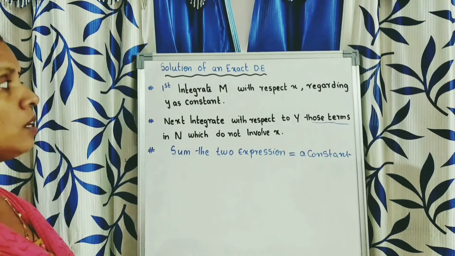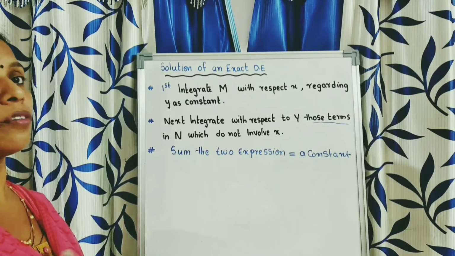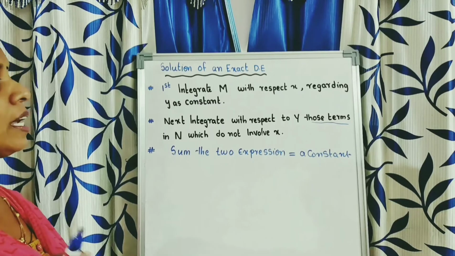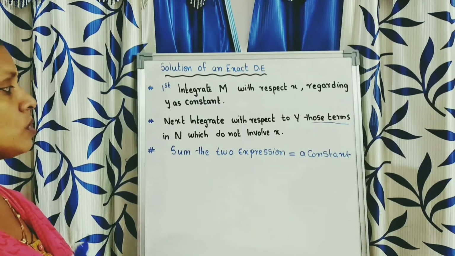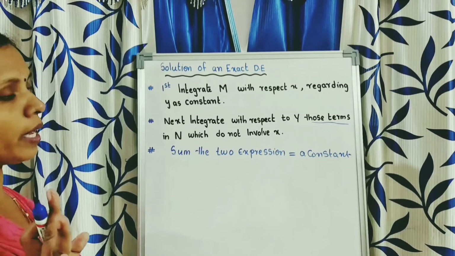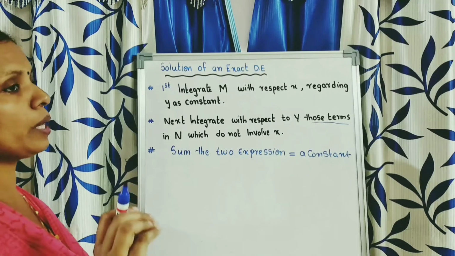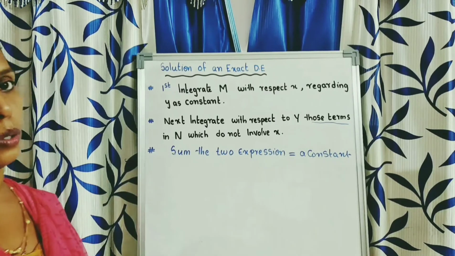Clear? Once more, first we integrate M with respect to x regarding y as constant. Next we integrate with respect to y those terms in N which do not involve x. Then the sum of these two expressions equal to a constant is the required solution.